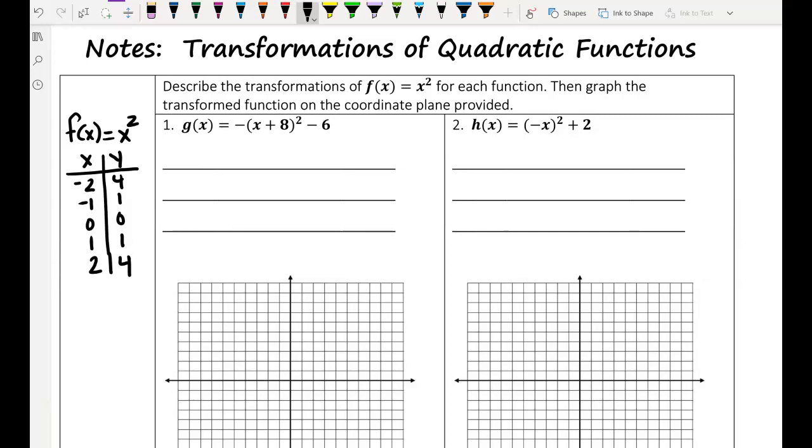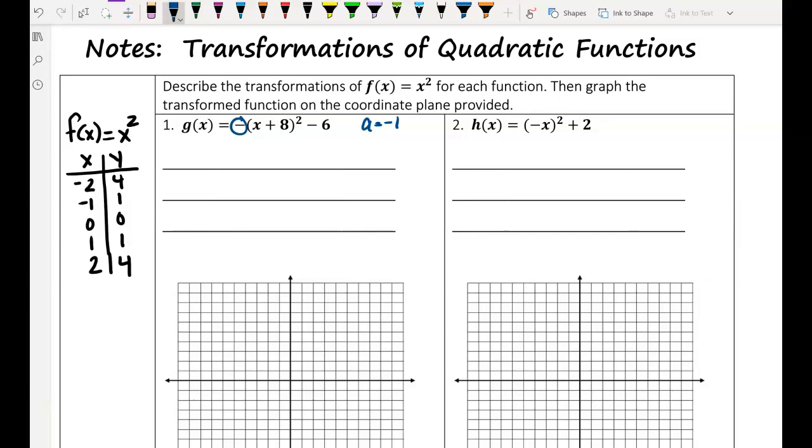So we have several things to look at in this first one. We have g of x equals negative times the quantity x plus 8 squared minus 6. A is negative 1, that's what that negative out there is telling me. We have this negative, so that's telling me that a equals negative 1. What is that telling me about this parabola? It opens downward.